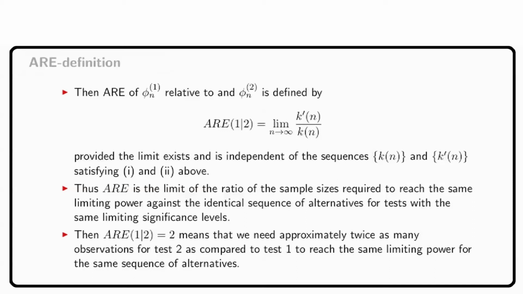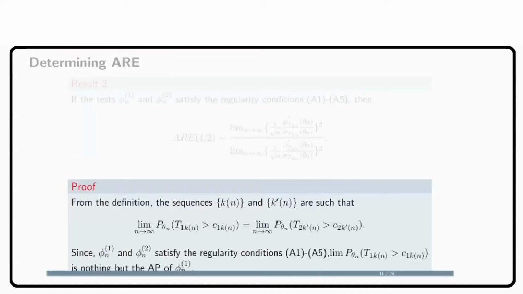Naturally, test 1 is better or worse than test 2 in the limit according to whether ARE is greater or less than 1. Next, we come to the determination of asymptotic relative efficiency. However, the definition of ARE as given above is not enough to compare in practice. Thus, we need some equivalent expression so that the efficiency can be evaluated easily. The following result gives an equivalent expression of ARE.